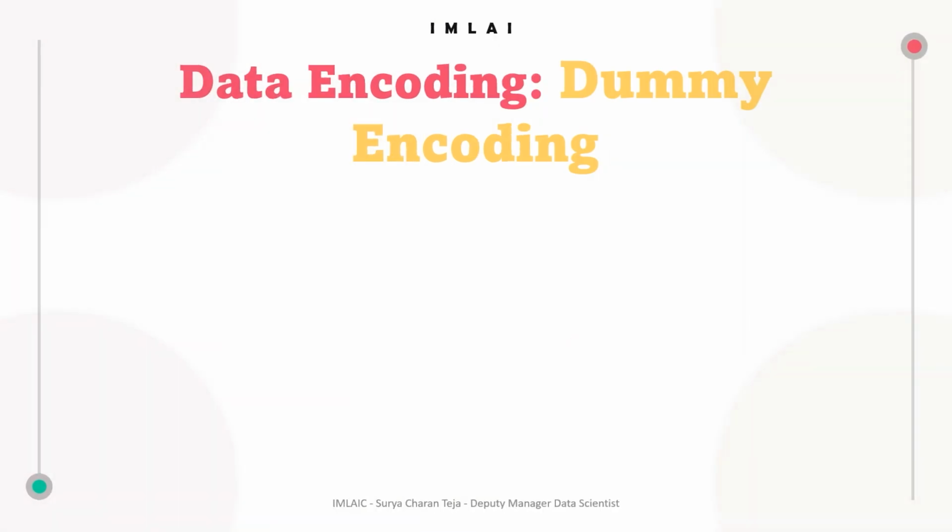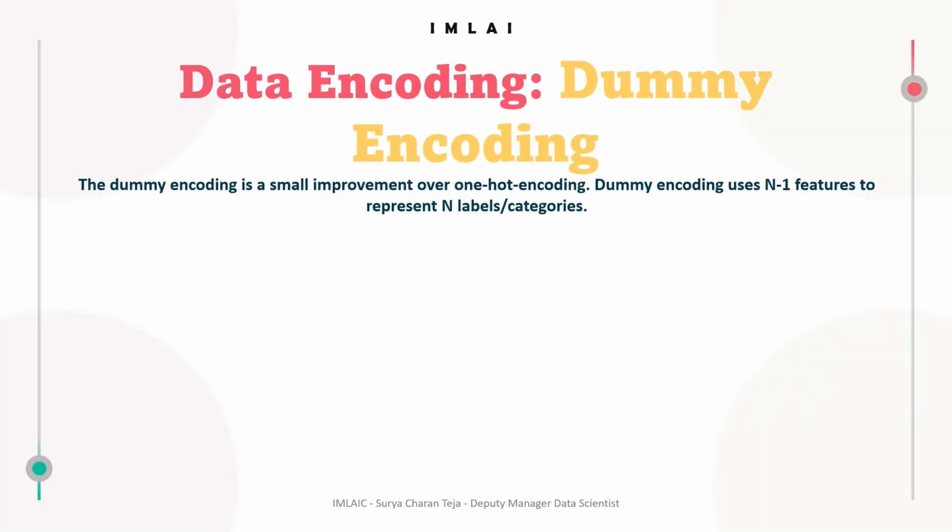Now it's time to jump into the dummy encoding. The dummy encoding scheme is similar to one hot encoding. This categorical data encoding method transforms the categorical variable into a set of binary variables, also known as dummy variables. In the case of one hot encoding, for n categories in a variable, it uses n binary variables. The dummy encoding is a small improvement over one hot encoding, in that the dummy encoding uses n minus 1 features to represent n labels or categories.